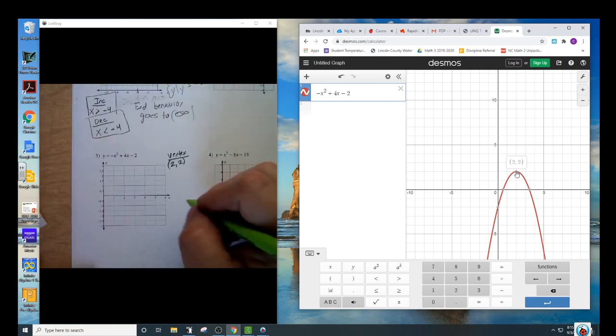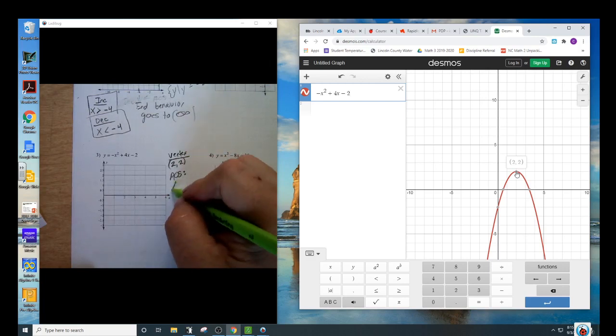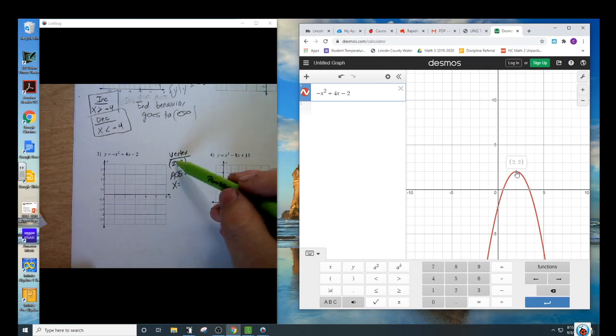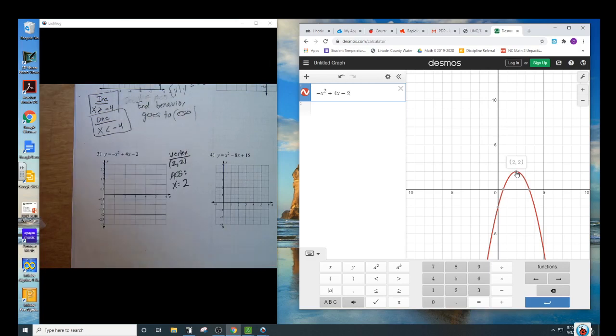Okay, vertex is 2, 2. All right, now, so that being said, let's go ahead and get this one. Axis of symmetry is always x equals the x value of the vertex, which is 2. Because guys, if I type in x equals 2, notice that is the line that cuts this parabola into two equal, symmetrical parts. If I fold that over the blue line, it will fold right onto itself. So that's my line of symmetry. Okay, so x equals 2.